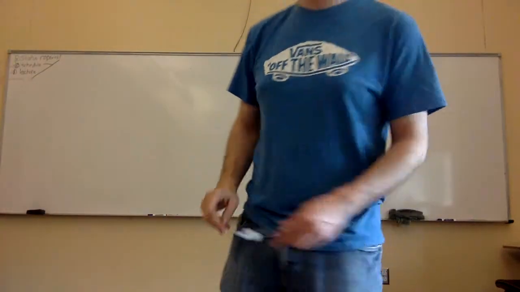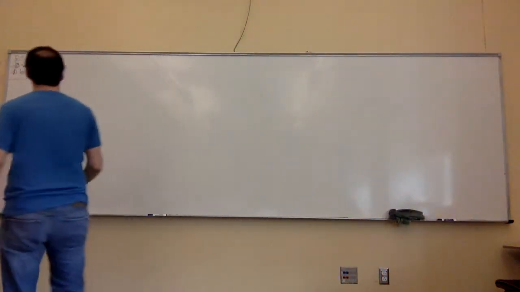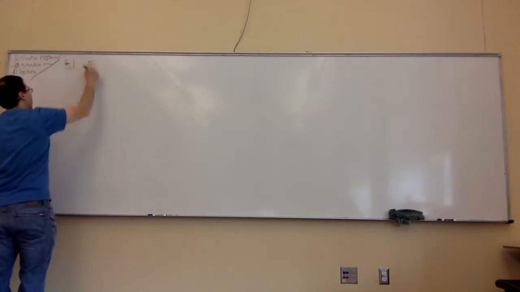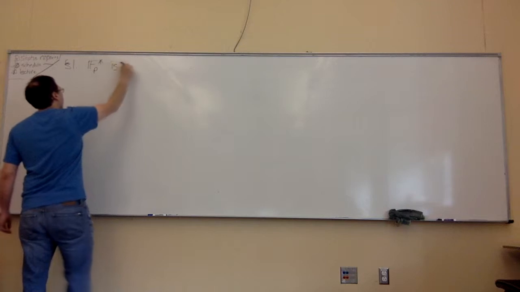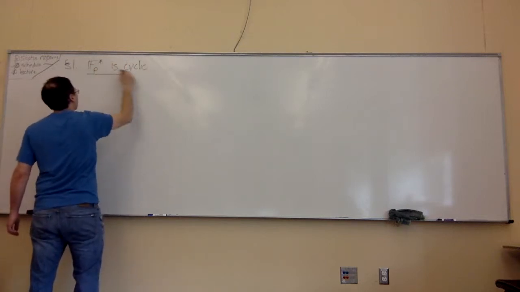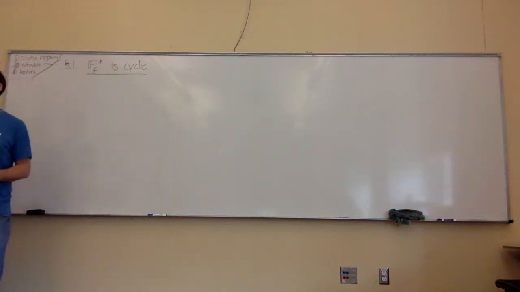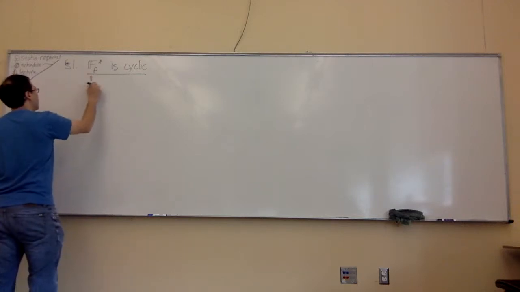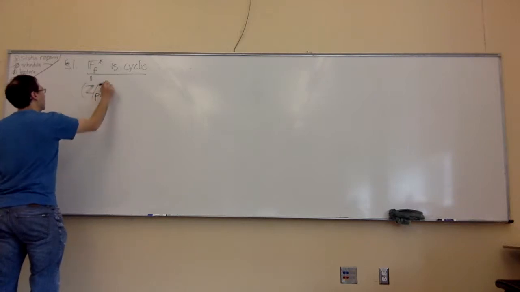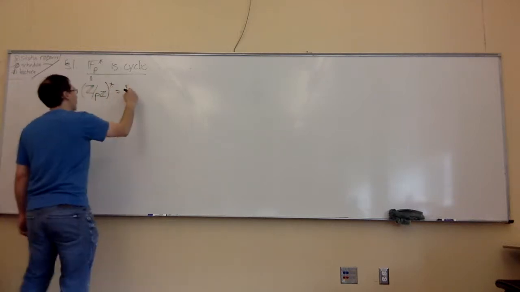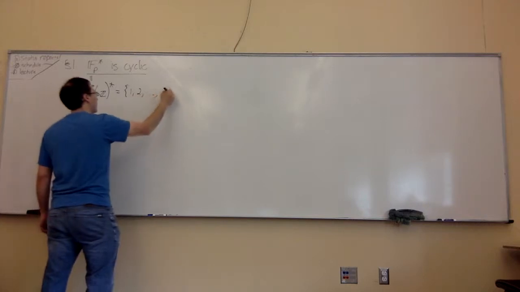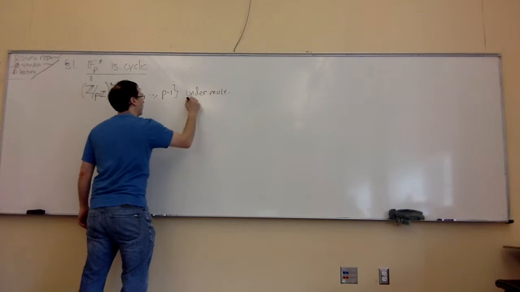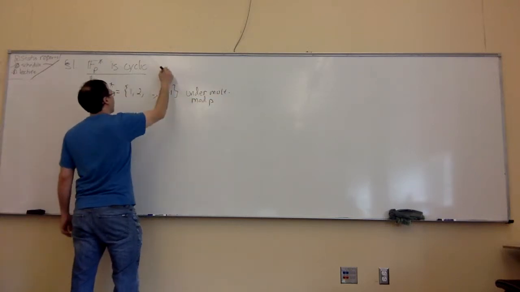So I'll start. We're going to prove that the multiplicative group F_p star is cyclic. That's our primary goal right now. And remember, F_p star means exactly the same thing as (Z mod pZ) star. This is the group of numbers 1, 2, up through p minus 1 under multiplication mod p. And here p is a prime.